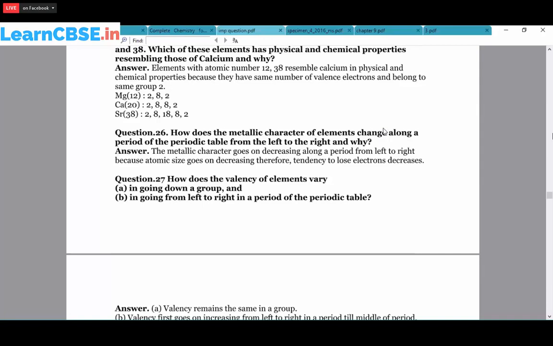But once moving along the period, the electrons also increase in the outermost shell. So when it becomes 5 or 6, it cannot lose 5 electrons. Instead, it can gain 3 electrons to complete its valence shell. So the metallic character decreases from left to right in the periodic table.